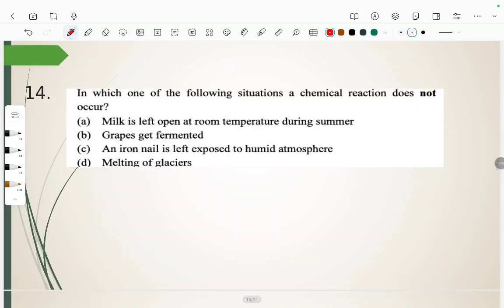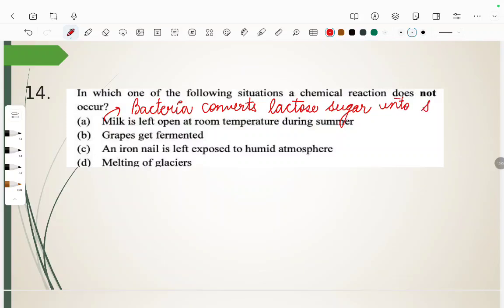14th one. In which one of the following situations does a chemical reaction not occur? Milk is left open at room temperature during summer. Yes, it's absolutely correct. This is a chemical reaction. What happens here? You know, bacteria converts sugar into lactic acid. You can note it down.